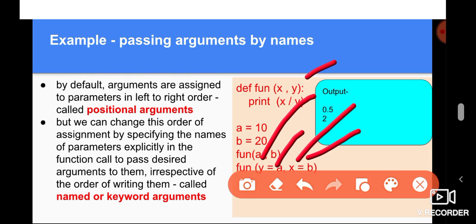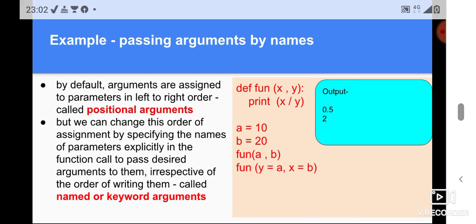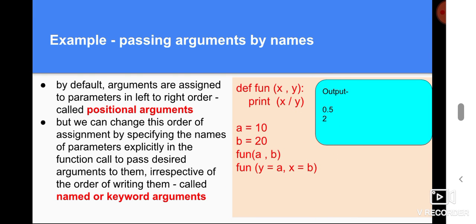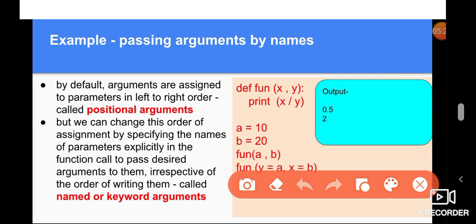This is against the default left to right assignment of parameters, right? So we have bypassed this default mechanism of passing arguments to parameters, and we have specified clearly which parameter will get which argument.